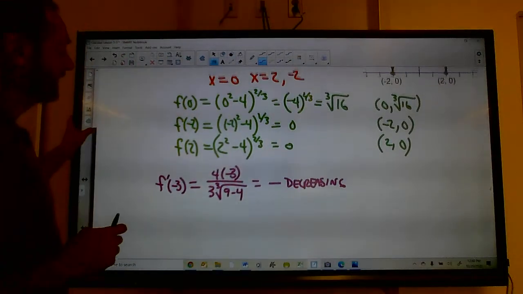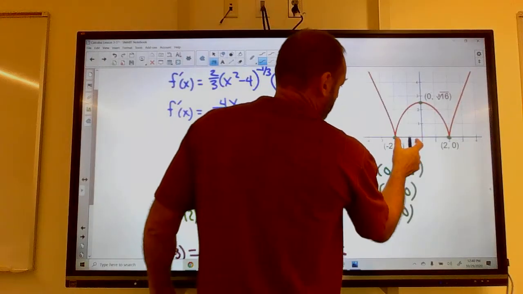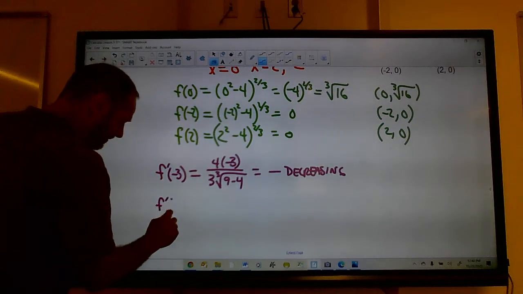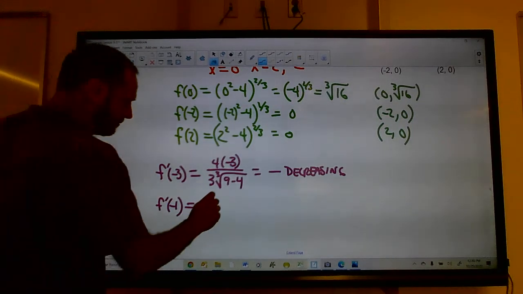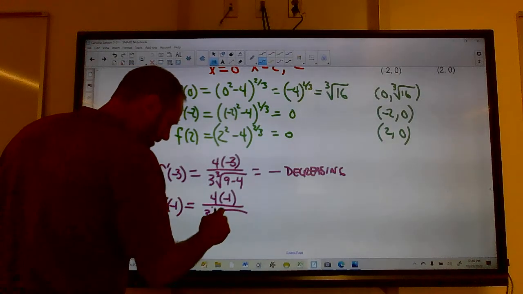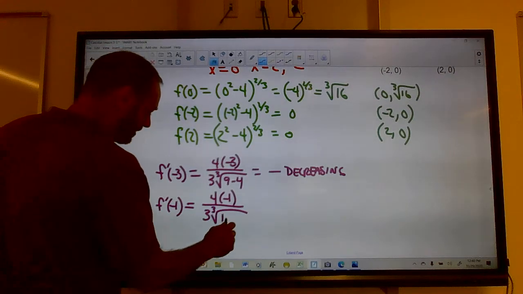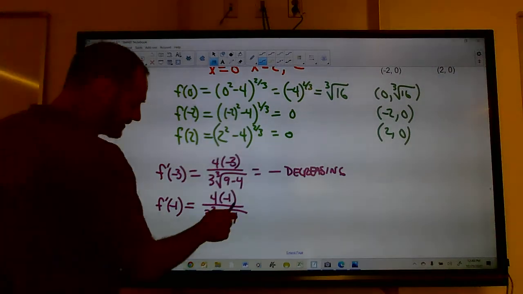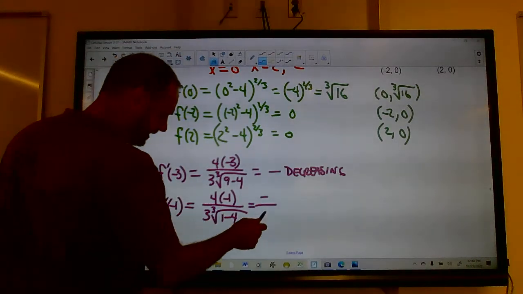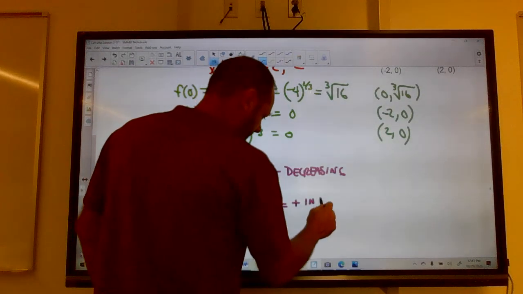Okay, then I would test the next region. I've got to test something between negative 2 and 0, so negative 1. f prime of negative 1 would be 4 times negative 1 over 3 times the cube root of negative 1 squared is 1 minus 4. So this is going to be a negative on top, and it's going to also be a negative on the bottom because this is going to be negative. So that's going to be a positive, which means it's increasing.